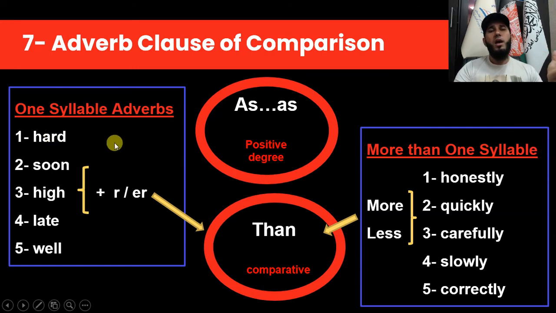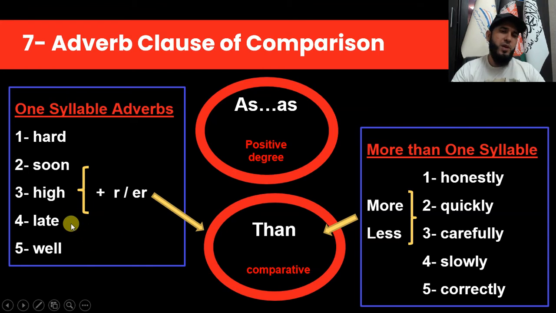For example, Ahmad works hard, Mahmoud works hard, or Tom works hard, Mike works hard. So now we're trying to use the positive degree of comparison. So we can say Tom works as hard as Ahmad does, or Mike works as hard as Tom does. So that's for positive degree. But for comparative degree, here we use er. So for example, we say Tom works harder than Mike does. Or for example, Tom can jump higher than Mike can.